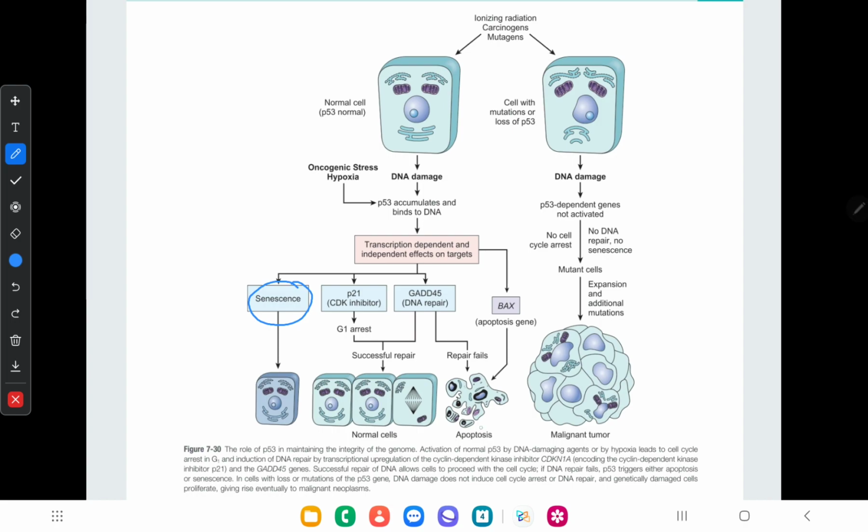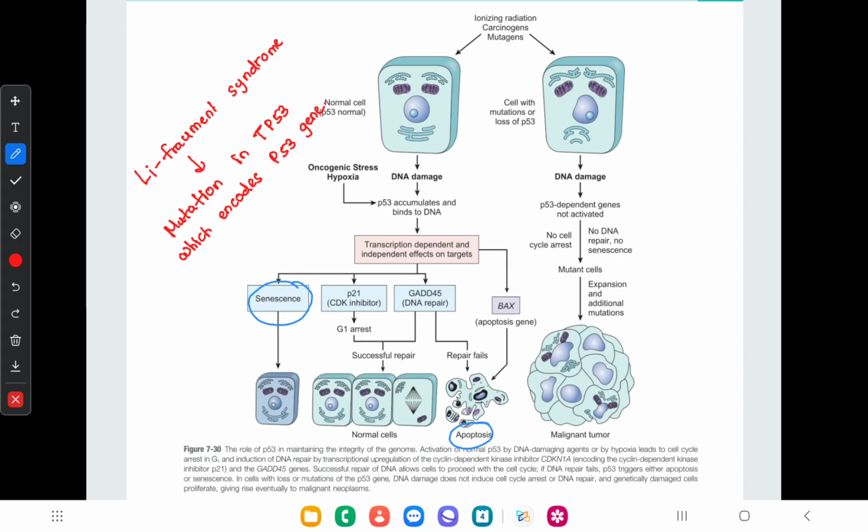In the third one, apoptosis, this is the ultimate protective mechanism against neoplastic transformation. It is mediated by upregulation of several pro-apoptotic genes. Those who have a defect in the p53 gene, or a mutation in TP53 which encodes the p53 gene, have a syndrome called Li-Fraumeni syndrome. So that's all for today. The rest of the details will be discussed in my next video. Thank you for watching.